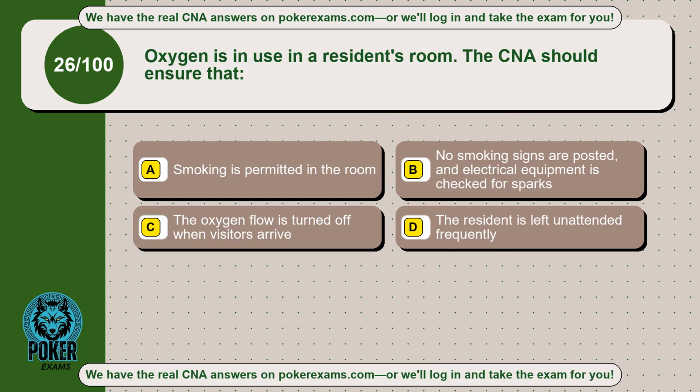Question 26. Oxygen is in use in a resident's room. The CNA should ensure that: Option A, smoking is permitted in the room. Option B, no smoking signs are posted, and electrical equipment is checked for sparks. Option C, the oxygen flow is turned off when visitors arrive. Option D, the resident is left unattended frequently.